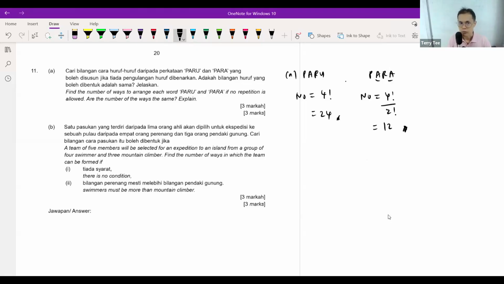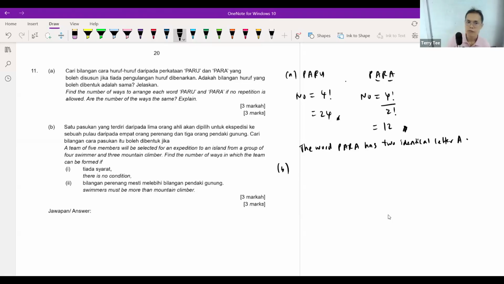Okay, so now explain. How to explain? Why are they different? We can say it's because the word PARA has 2 identical letter As. When you have 2 identical letter As, the number of arrangements will be different. Okay, that's it for part A.